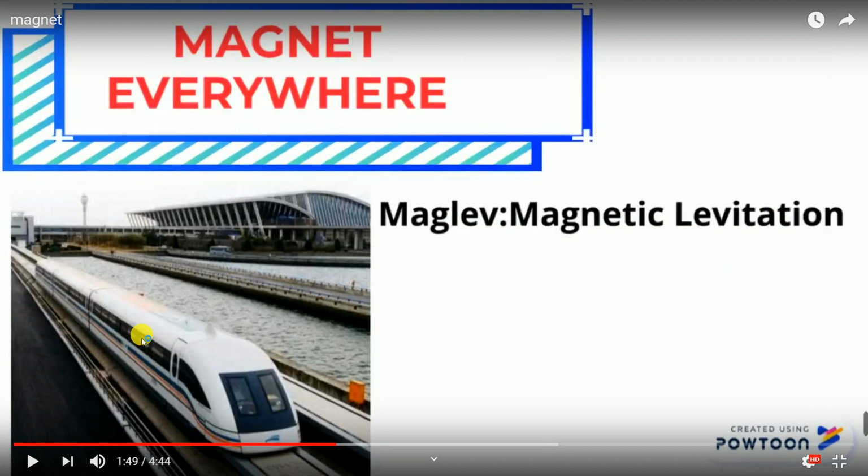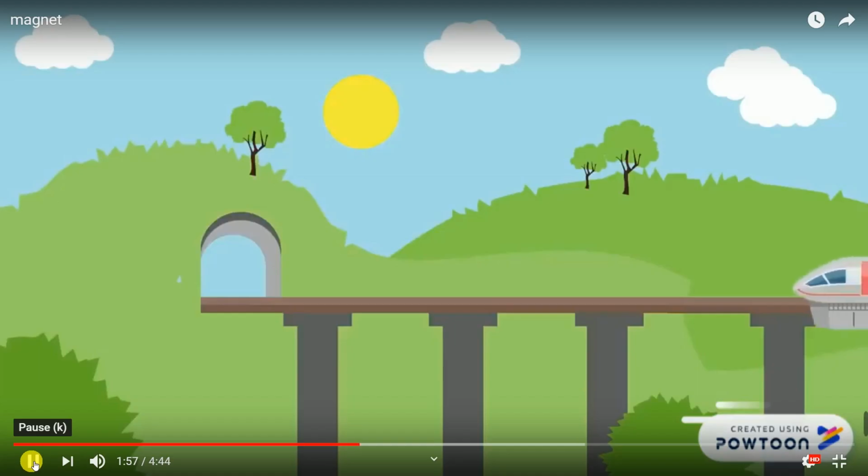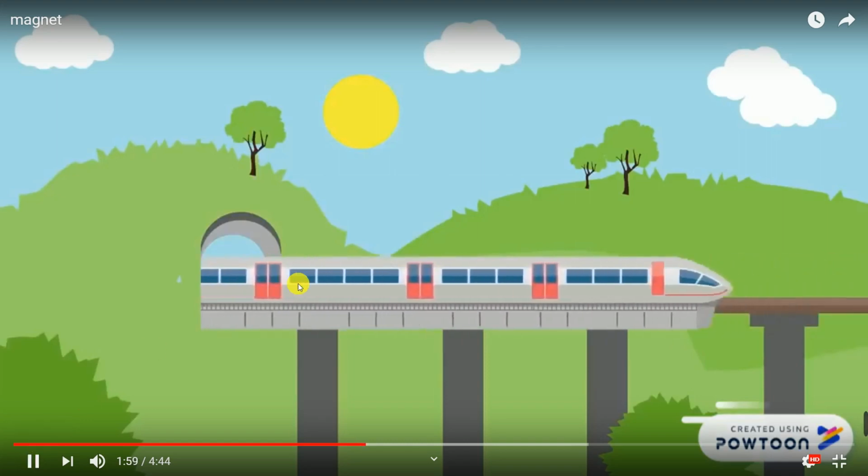So we made trains with magnets and they are called maglev trains. Maglev trains can move without touching the track and they are much faster than any other trains, okay? It's a maglev train.